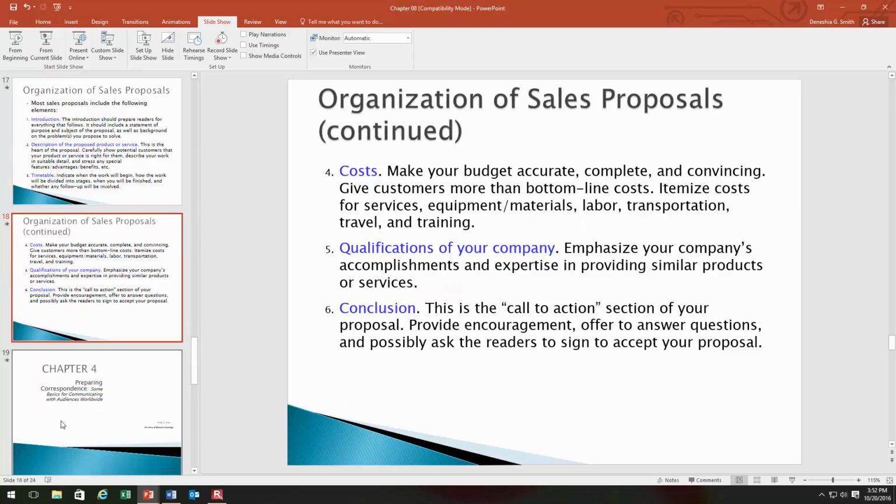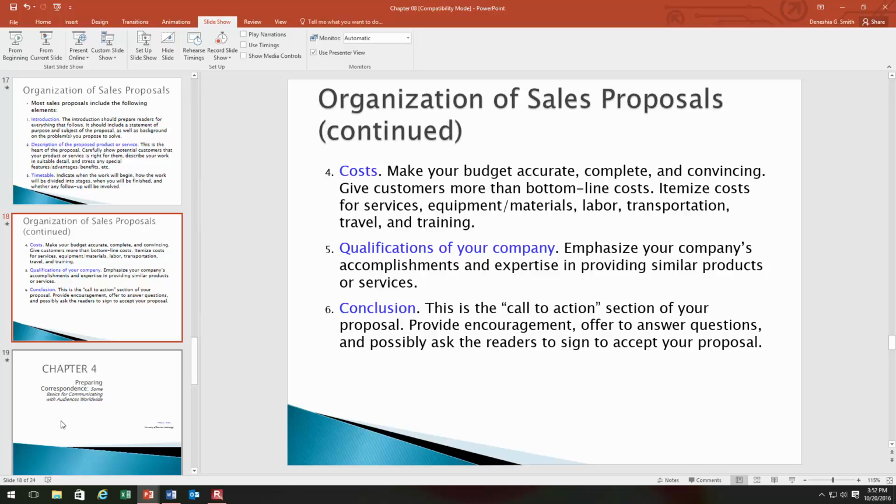It's also important to consider costs. Make your budget accurate, complete, and convincing. Give customers more than bottom line costs. Itemize costs for services, equipment and materials, labor, transportation, travel, and training. Make it specific so that they know exactly how the money will be used.